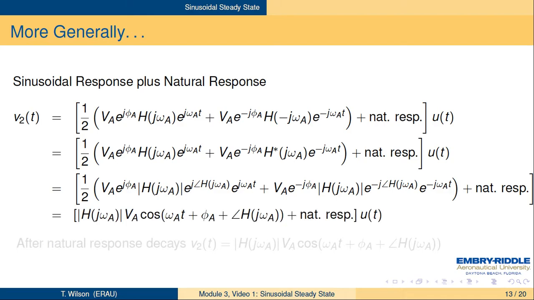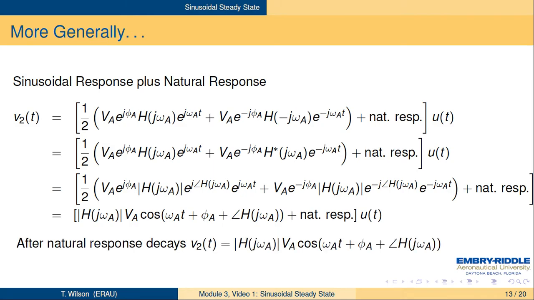And when we put this all back together, the term on the left plus the term on the right is something plus its conjugate, so we get twice the cosine again, and the twice kills off the half. So we get magnitude H of j omega sub a times Va, the original amplitude, cosine omega sub a t plus phi a, the original phase, now with an added angle, plus angle H of j omega sub a, and then the natural response term and the u of t.